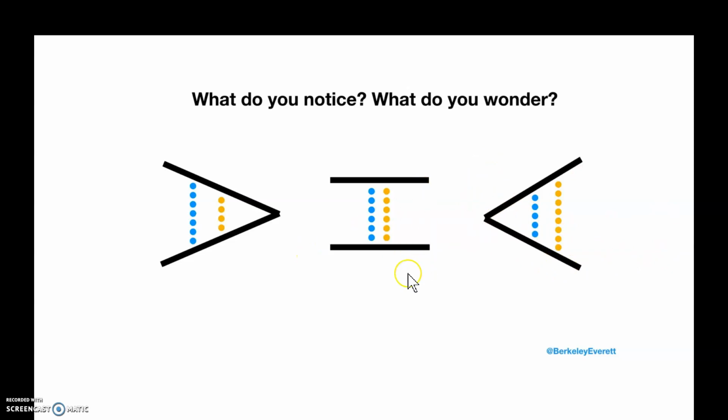I do notice dots. That's a different way. Look at the picture again. If you don't notice a pattern, don't worry. We're going to talk more about a pattern in a minute.